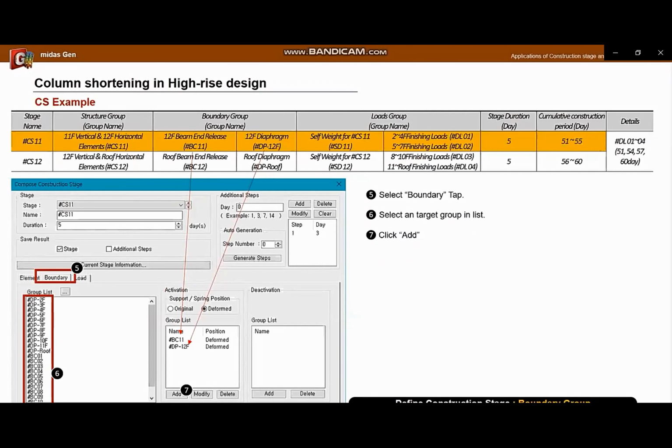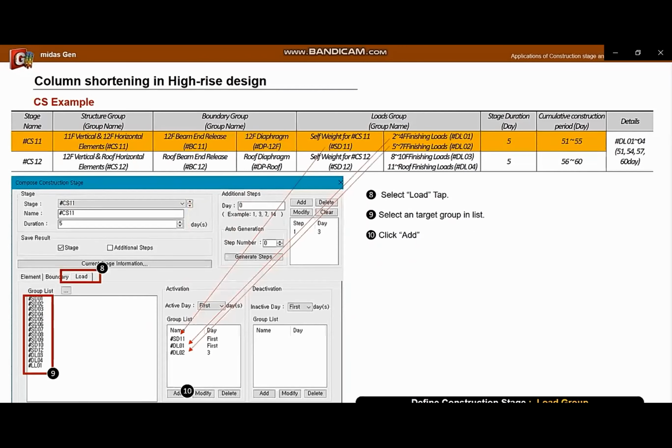Next, click the Boundary tab and select the target group names and click the Add button. Finally, set load in the same way. Of these, in the case of DL2, the load is applied after 3 days from the start day of CS11, so day is set to 3.